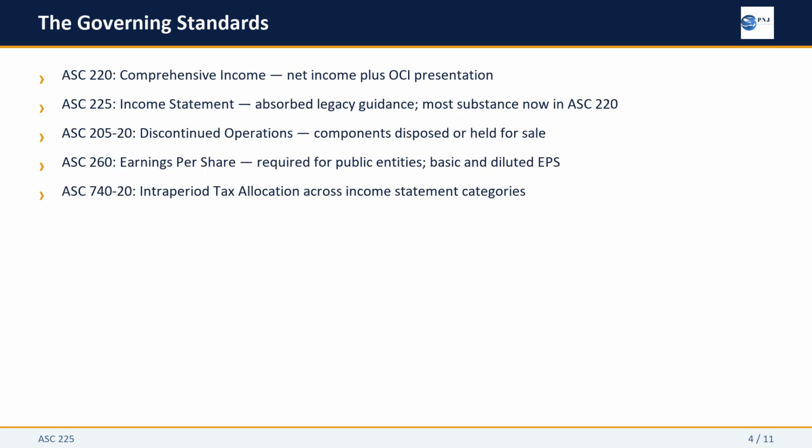5 standards sit at the center of income statement accounting under U.S. GAAP. ASC 220 governs comprehensive income presentation and superseded the old SFAS 130. ASC 225 is the income statement standard, though most of its substantive guidance has migrated into ASC 220. ASC 205-20 handles discontinued operations. ASC 260 requires EPS disclosures for public entities, and ASC 740-20 governs how tax expense is allocated across income categories within the same period.